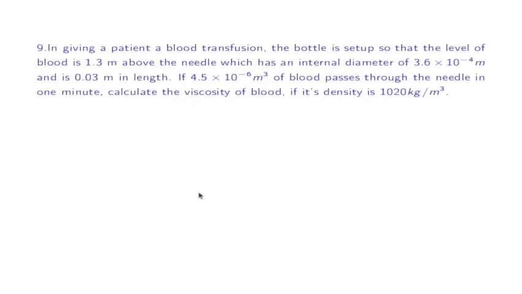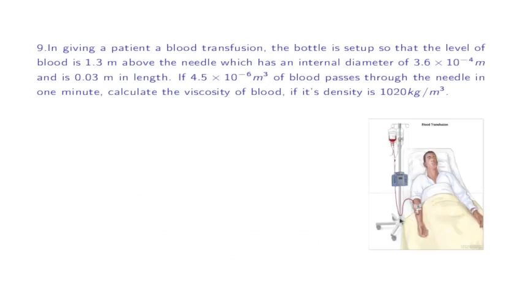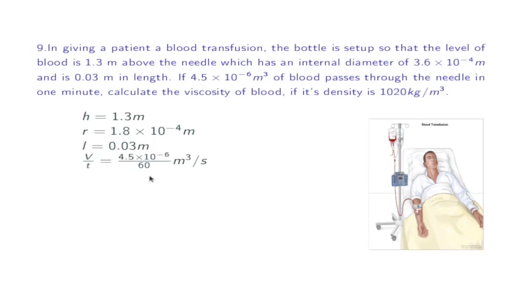Here, in giving a patient a blood transfusion, this is the blood transfusion that you have seen, the bottle is set up so that the level of blood is 1.3 meter above the needle. So H is 1.3 meter. The needle has an internal diameter of 3.6 into 10 raised to minus 4 meter, so r is 1.8 into 10 raised to minus 4 meter, and is 0.03 meter in length. If 4.5 into 10 raised to minus 6 meter cube of blood passes through the needle in 1 minute, so V by T is 4.5 into 10 raised to minus 6 by 60 meter cube per second.